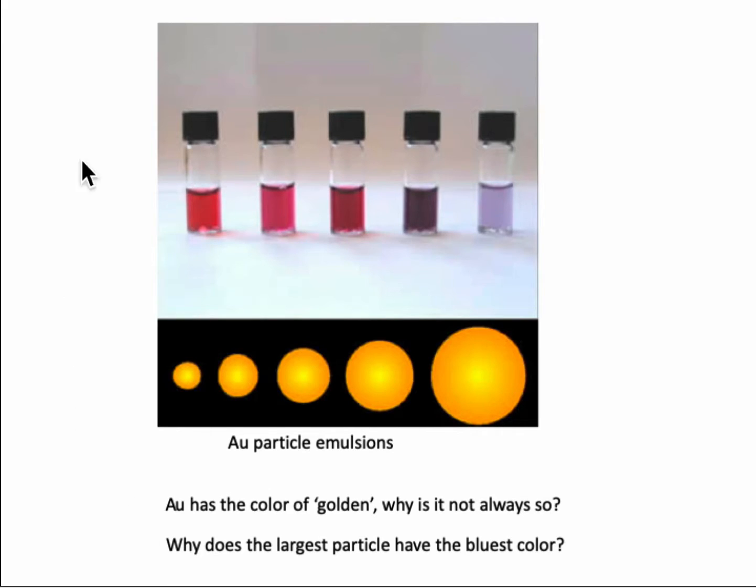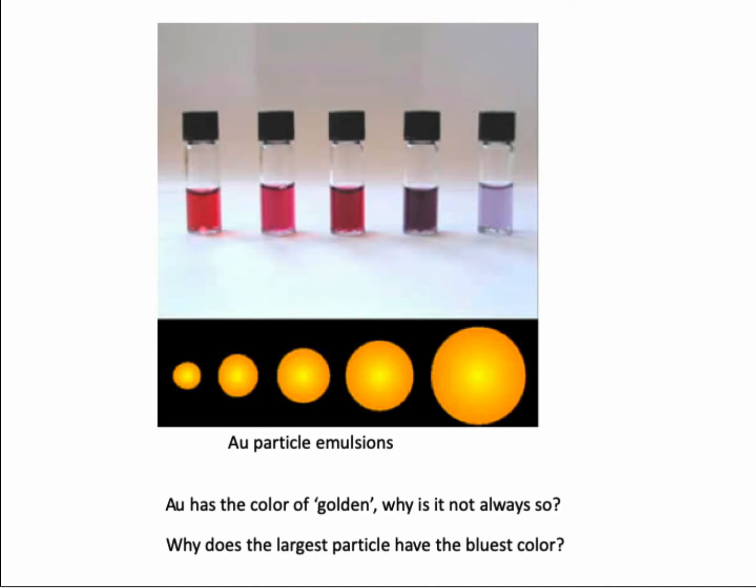Here are some gold nanoparticle emulsions just like Faraday made. We may ask here, why does the emulsion with the largest gold particles appear bluish? And why does that with the smallest gold particles appear reddish? Or even, why don't all of them have golden color just like gold? Good question. Will you tell the answer, please?